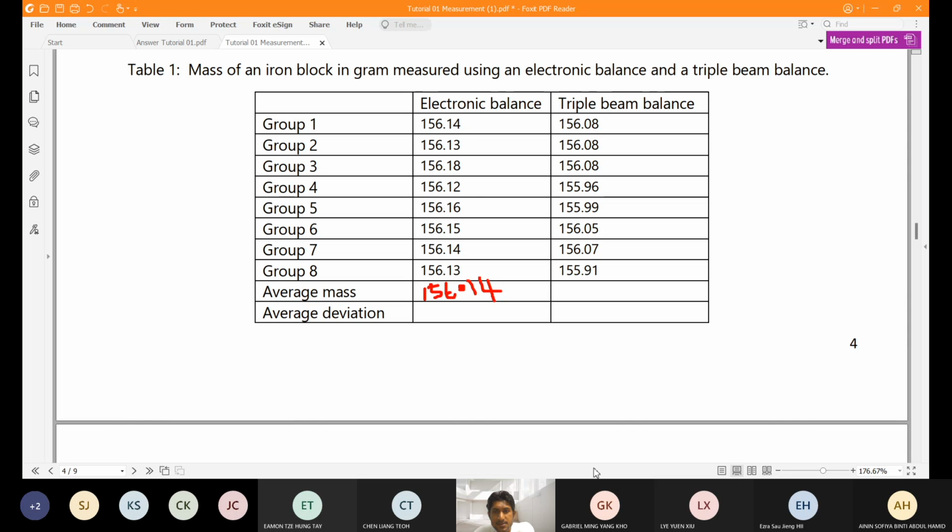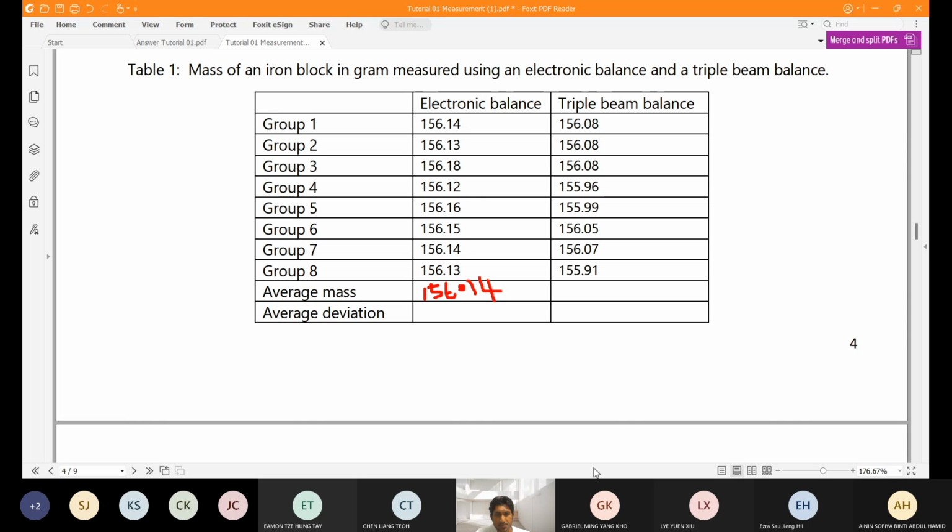156.03. All right, so this is the average mass for the triple beam and the electronic balance. Average deviation, how do we do the average deviation? We will take each single data and subtract this average mass, plus the same thing for the second data, plus the third data, plus the fourth data. We deduct this average mass from each of them, sum it up, and divide by the total number of values that we have.